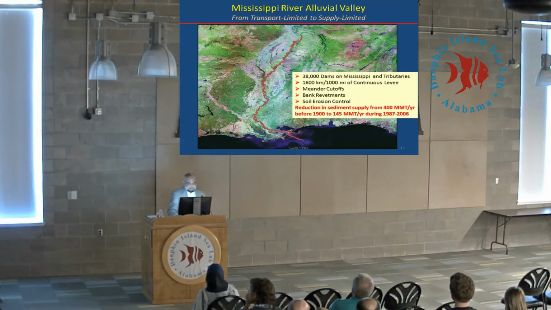So basically now we have more than 38,000 dams on the Mississippi River and its tributaries all through. Then we have 1,000 miles of continuous levees. We have meander cutoffs. We have bank revetment. We have soil erosion control. And this has resulted in a reduction in sediment supply from 400 million metric tons in 1900 to almost a third, 145 million metric tons per year, from 1987 to 2006. This is the work of Meade and others. So they have calculated this much. Suddenly you are choking the supply of sediment down.